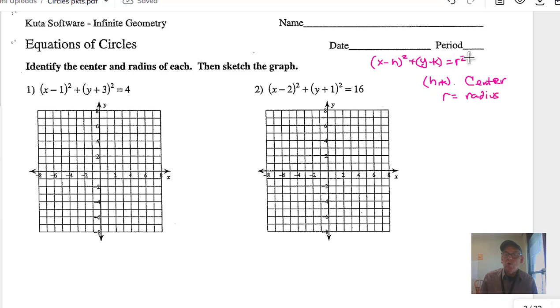So notice that the square root of whatever the number is on the right is going to be the radius. The opposite of the h and the k, because of the minus h minus k, is going to be the center of the circle. So we're going to be expected to read and graph the circle based on the information they're giving us. And a little bit later with some of these, we're going to have to use this process called completing the square to get it into this standard form so we can actually graph the circle. So let's see what we can do with this.